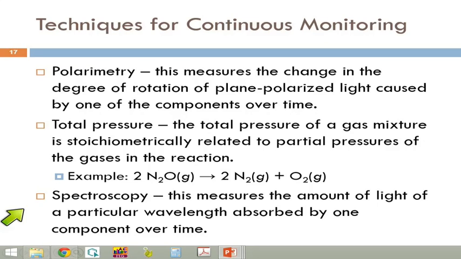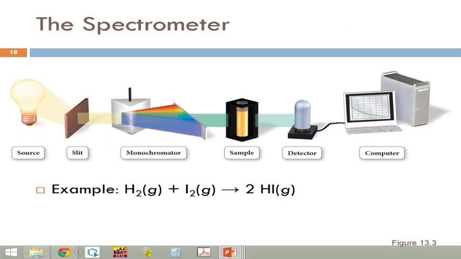Another technique is spectroscopy. We touched on spectroscopy in 1A. We talked about wavelengths of light and how light is absorbed and emitted by different elements. So spectroscopy measures the amount of light of a particular wavelength that is absorbed by one of the components. So here's an illustration of how that works out.